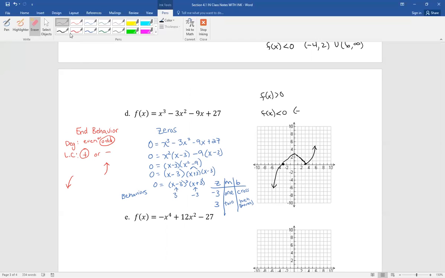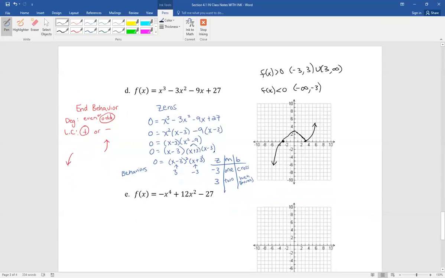Computer issues. So negative infinity to -3, you're below the x-axis. From -3 to +3, we're above the x-axis. And we're also still above from 3 to infinity. But because they didn't say equal to in the directions up above, you can't combine that into one interval. You still have to skip the 3 because that is where it equals 0, not greater than or less than. And that's it for part D.